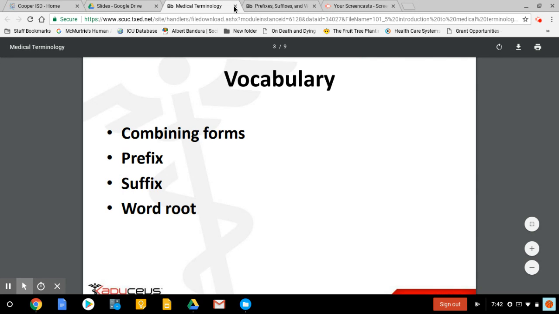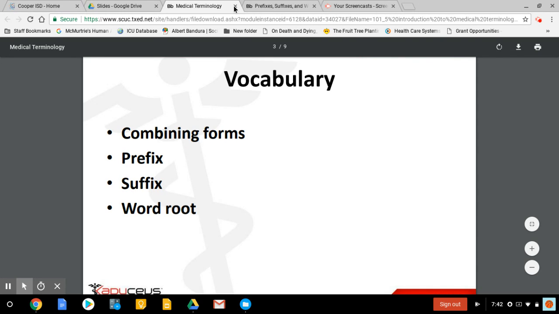Some of these words you're going to be familiar with just based on normal life experiences. Some of them you're really not. And so it's going to be important for you to learn those prefixes, suffixes, and word roots so that you can break them apart and learn what they mean.